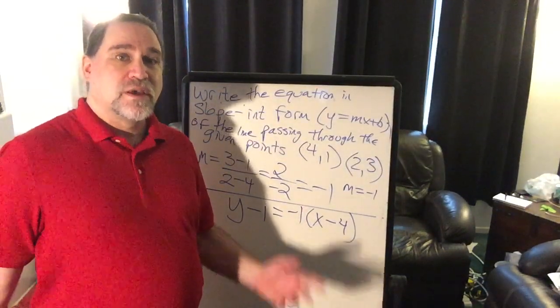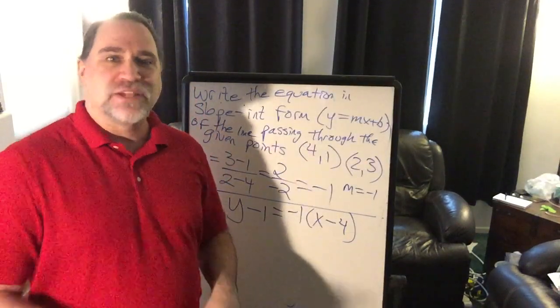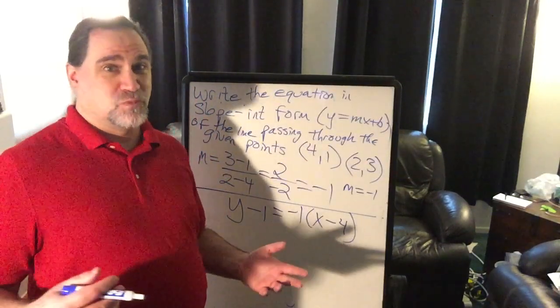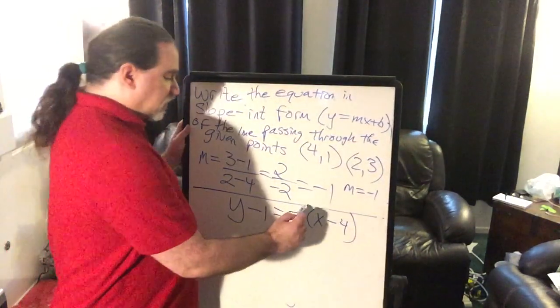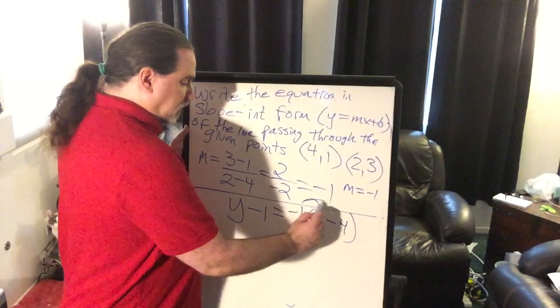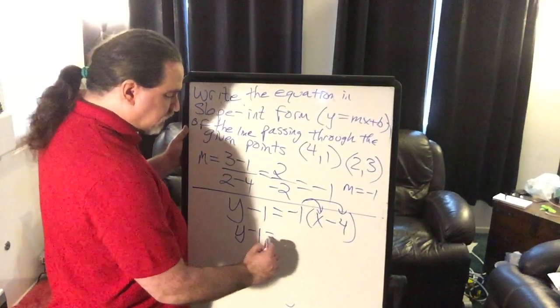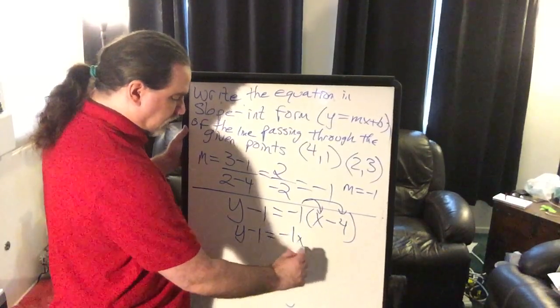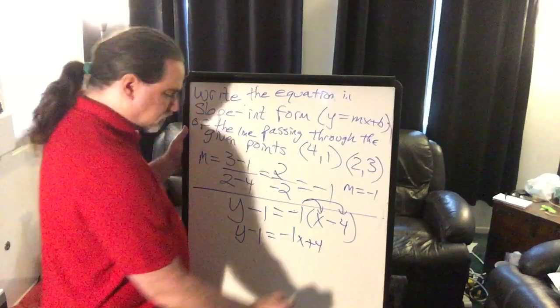Why do I do that? Because now it's 2 steps to get it into slope-intercept form. And it's always going to be the same 2 steps unless one of the steps is already done for us, like if one of them was 0. First step is going to be to do the distributive property. So y minus 1, nothing's changing over here. Negative 1 times x is negative 1x. Negative 1 times negative 4 is positive 4.